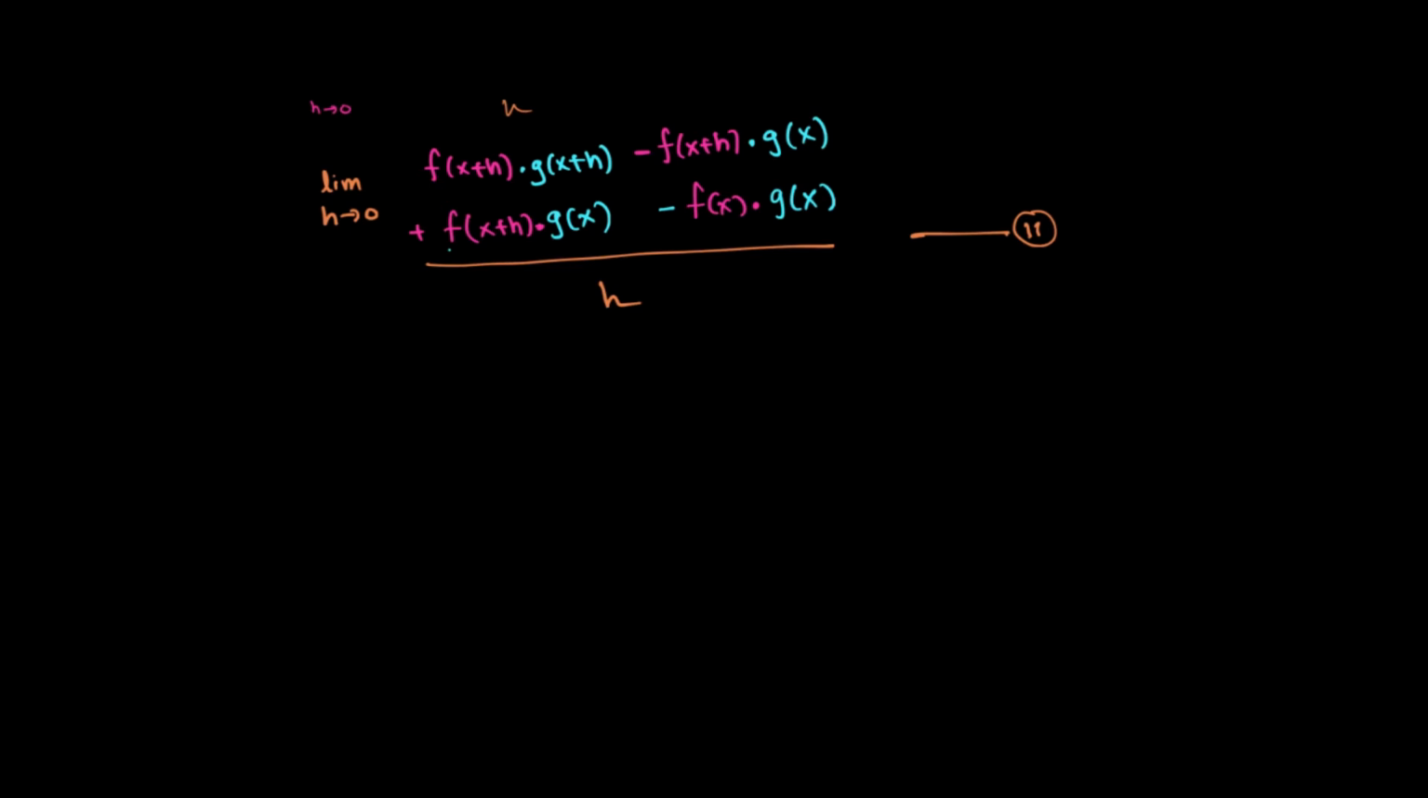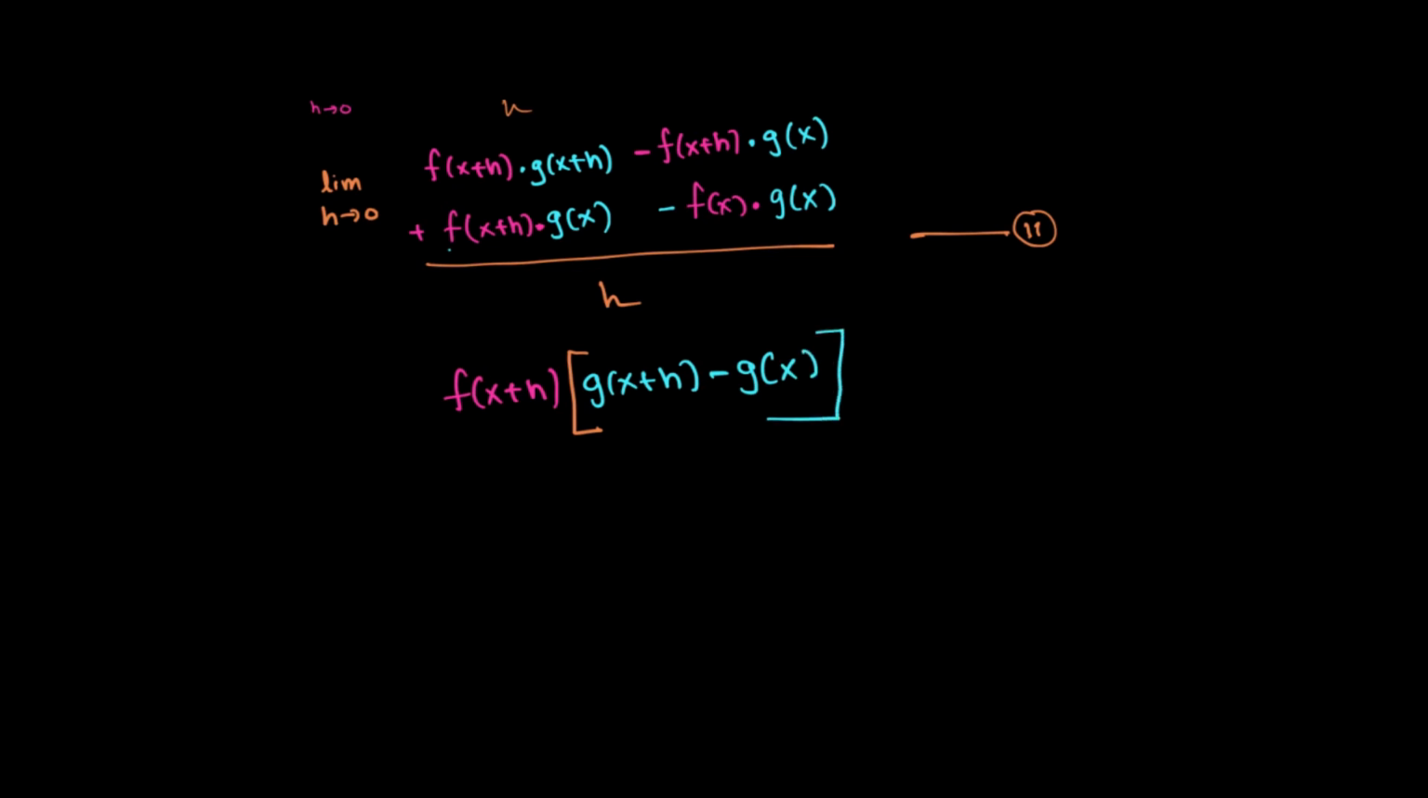So let's do that. As you can see from the first line over here, we can take f of x plus h common from this expression, and then also we can take g of x common from the other expression. So let's just do that. If I take f of x plus h common, it would be f of x plus h, and then I will be giving a bracket over here. Then I will write g of x plus h minus g of x, right?